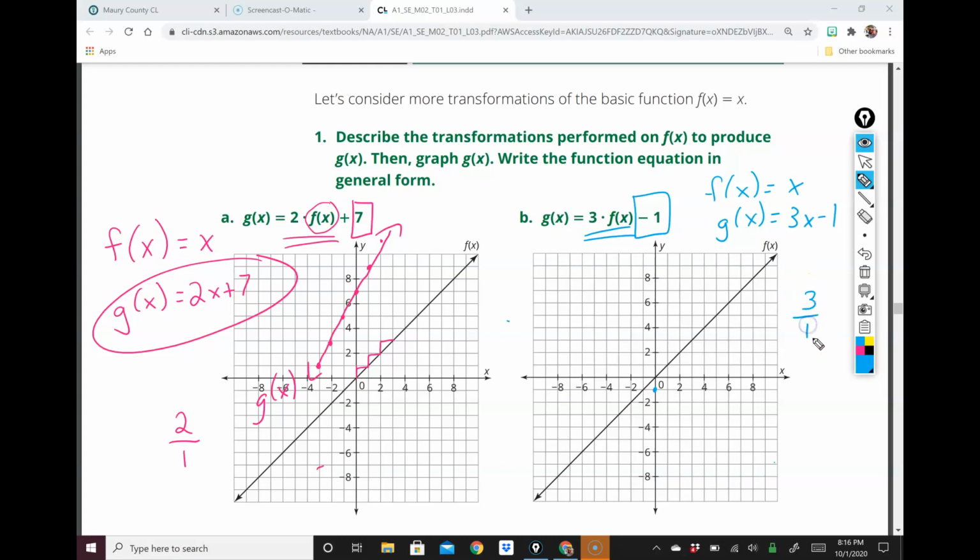Think about slope as being 3 over 1. So I'm going to go up 3 to the right 1, up 3 to the right 1. You can go in the other direction. Go down 3 and to the left 1. And there is your function g of x. Let's keep on going.